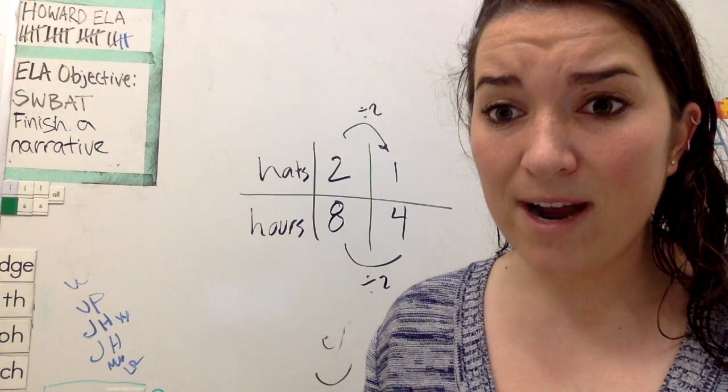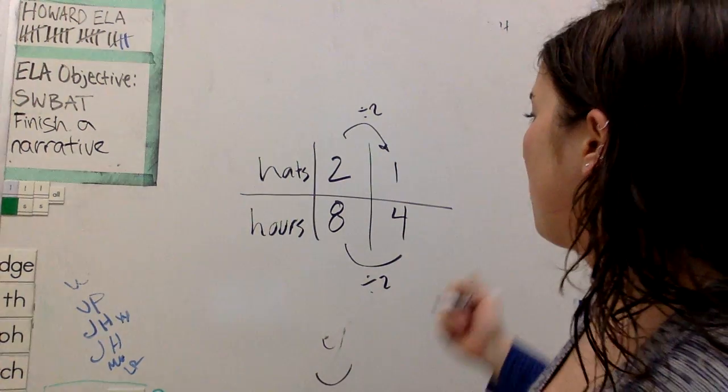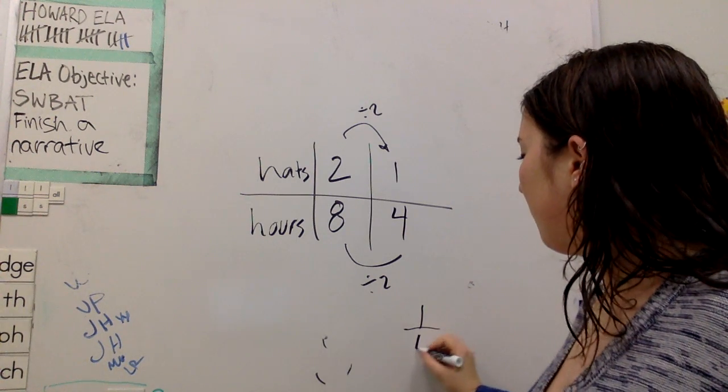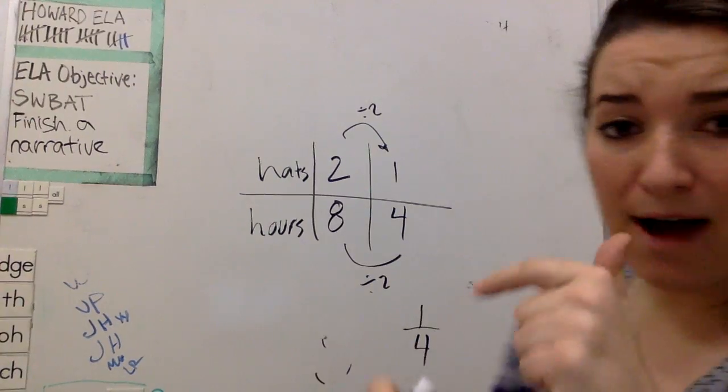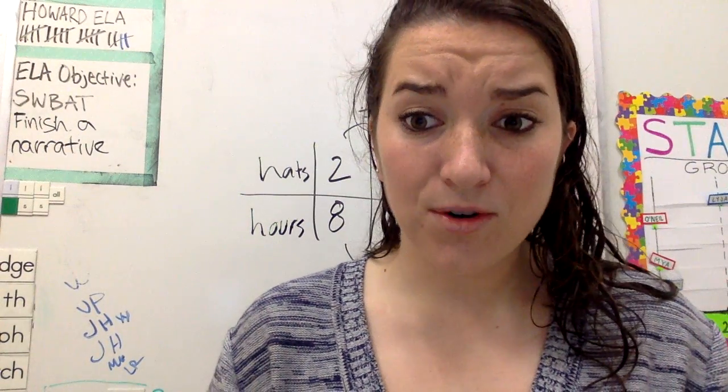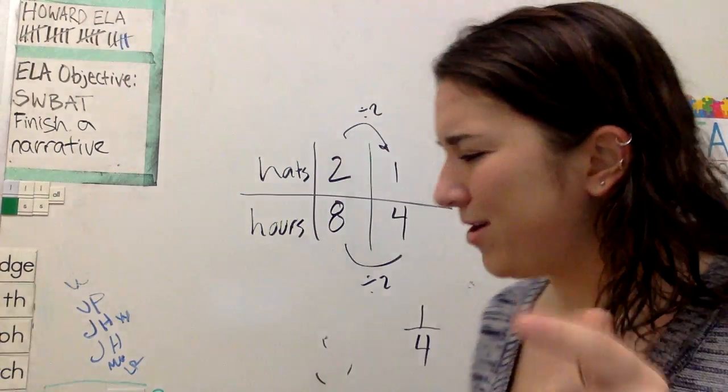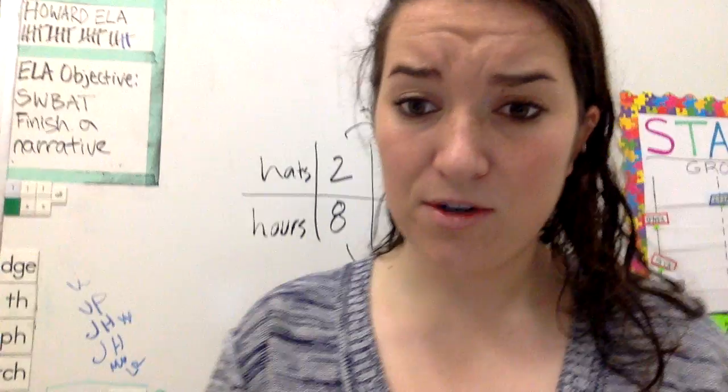Once you have your unit rate, which is going to be 1 hat for 4 hours, or if you want to flip it around, 4 hours for 1 hat, then you can write your equation. Go ahead and ask me if you have questions, but I want you to try it on your own since I just did one equation with you.